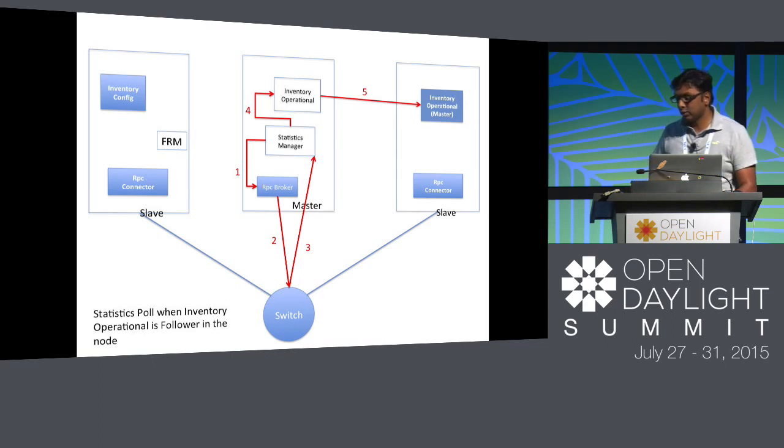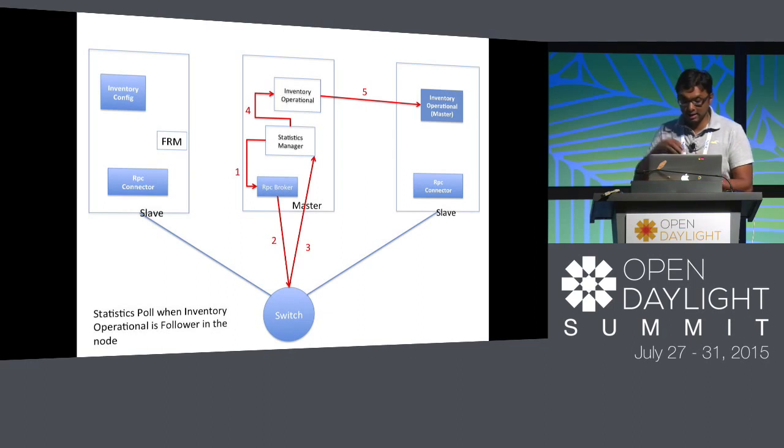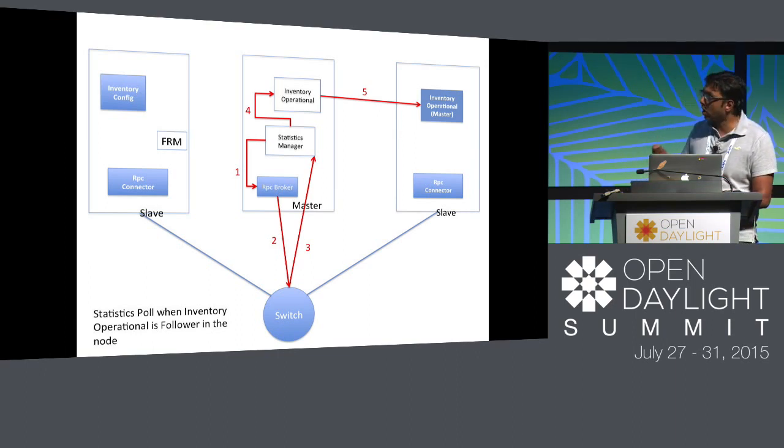irrespective of whether we are using the Lithium design of OpenFlow plugin or the Helium design of OpenFlow plugin, the statistics manager tries to put the stats collected into the operational store. But in the Lithium design, since it is ingrained within the plugin itself, we have the privilege to know whether this plugin is acting in the master node or the slave node for a particular switch. So we can have some knobs in the stats manager to control it better.